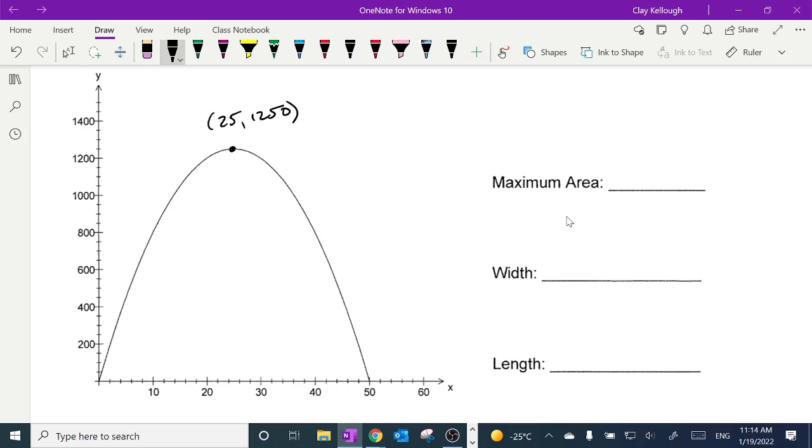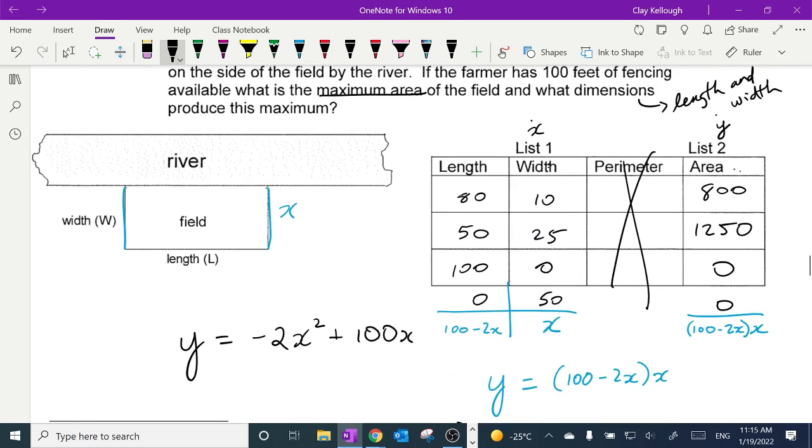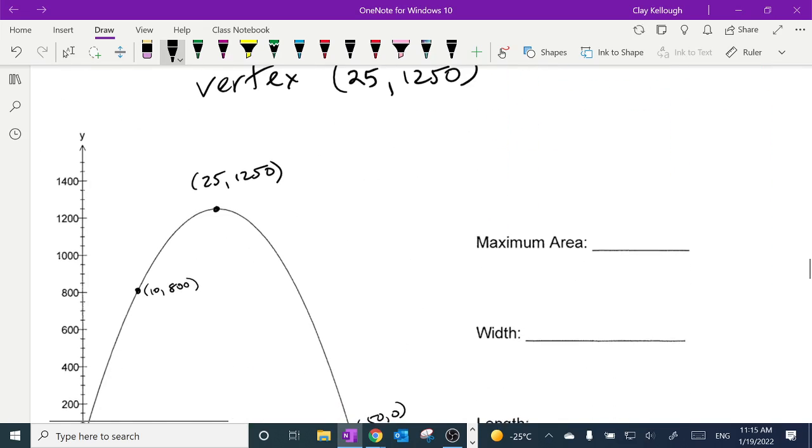And there's the other points that I had, right? What was the other one I had? I had 10, 800 right there. And what was the other points that I had? I had 0, 0 as a point. And I had 50, 0 as a point. So yeah, there's the 5 points that we had, or the 4 points. Or didn't we have 5? 1, 2, 3, 4, 5. Well, we had 4. That's not really a point. That's an equation. So we had 4 points, and there they are.